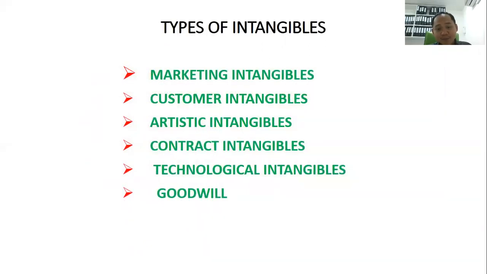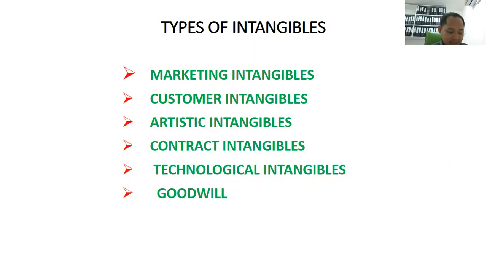So what are the types of intangible assets? Actually, there are so many different types. I'm going to give you six types of intangible assets. One is marketing intangibles. These are the trademarks, the trade names, the company names, the internet domains. So those are marketing intangibles.